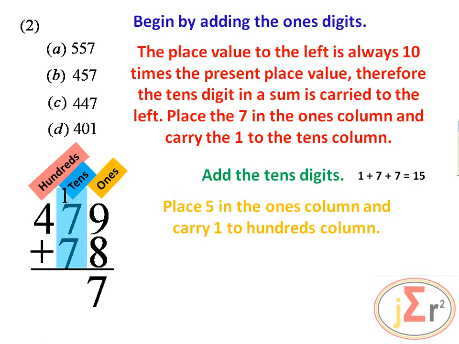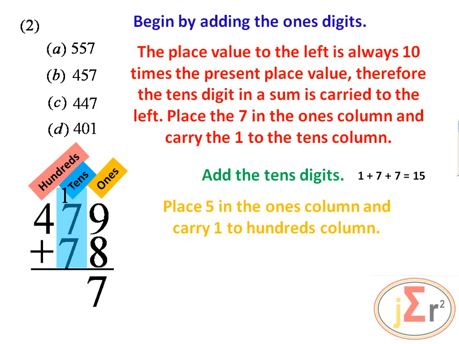And every digit to the left is always 10 times the present place value. What is 10 times 10, Jerry? 100. Right, 10 times 10 is 100. Therefore, when we add the tens digits, the digit of greater significance will go to the hundreds column, because the digit to the left is always 10 times the present place value.